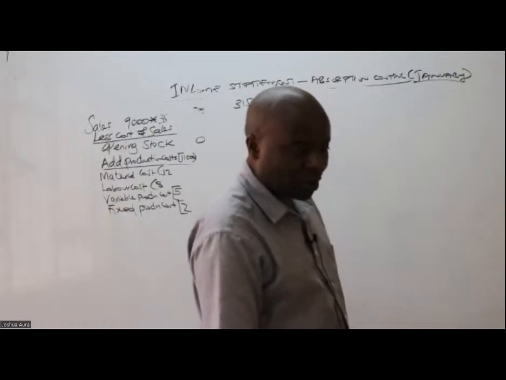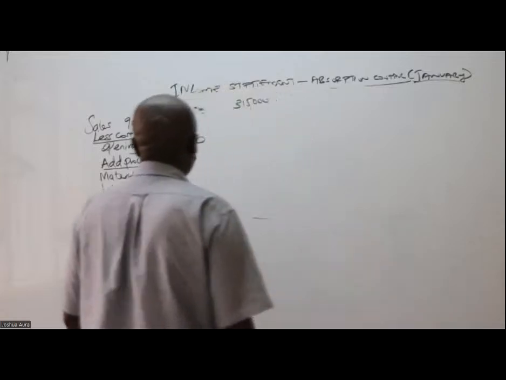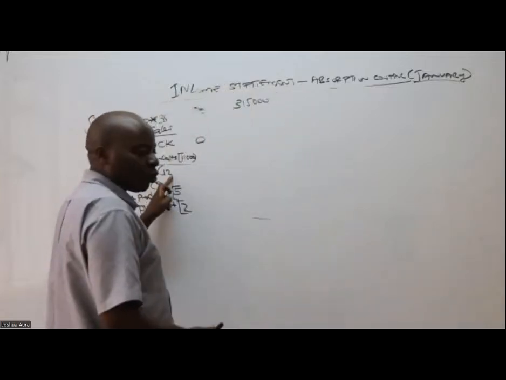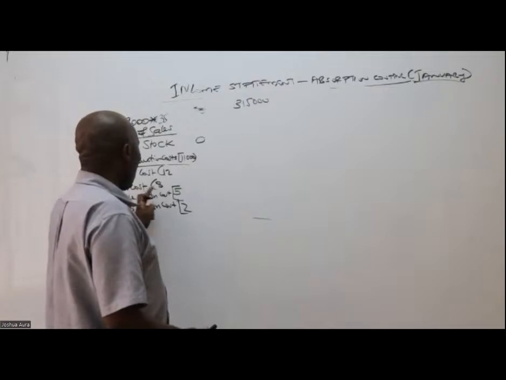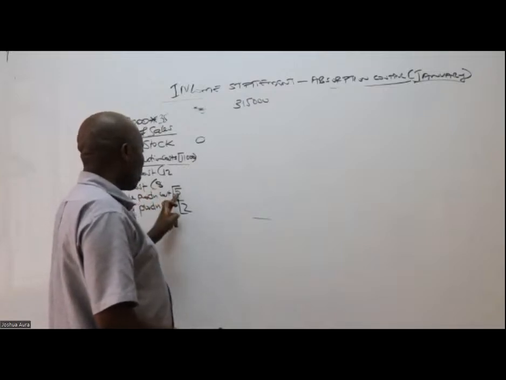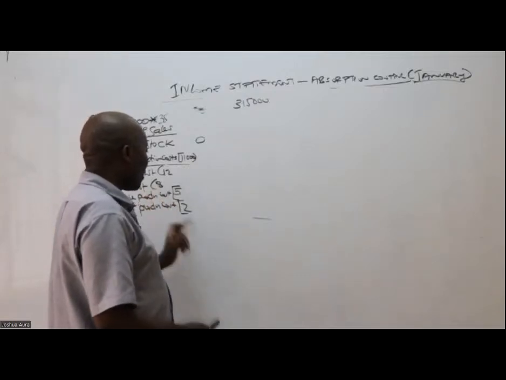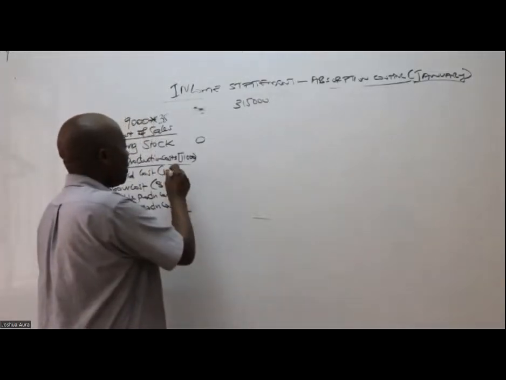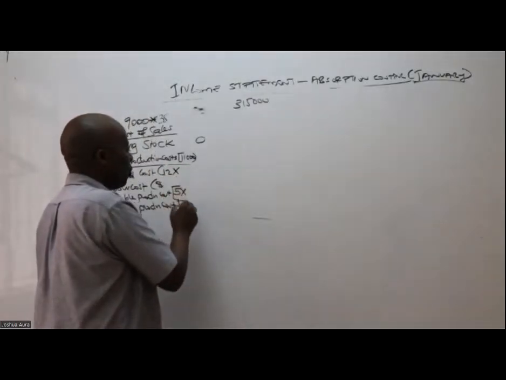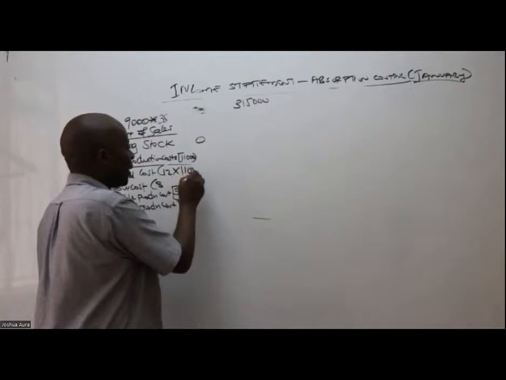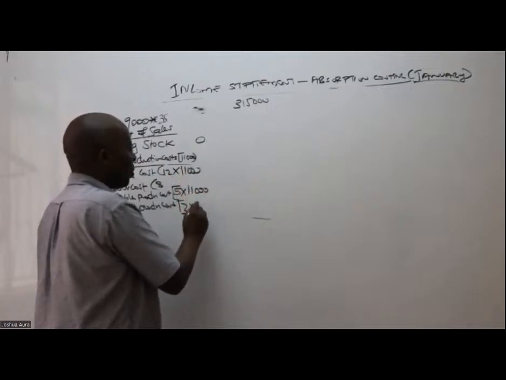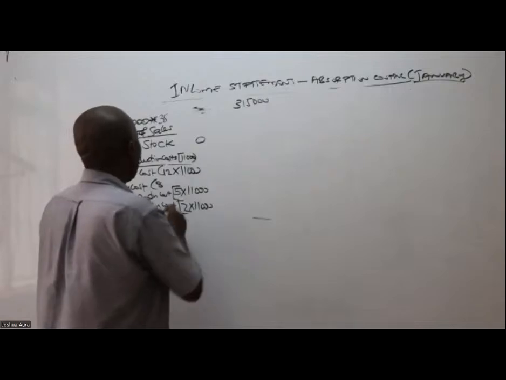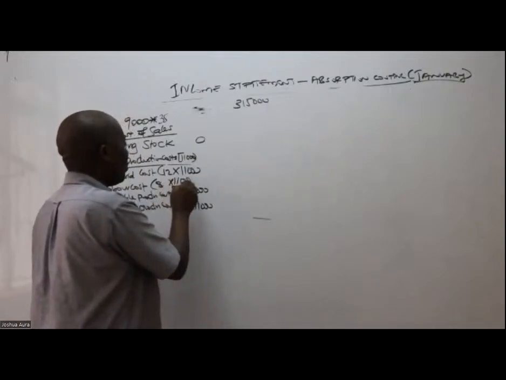Okay, so we continue, ladies and gentlemen. In this case here, we had the material cost of 12, labor cost of 8, variable production of 5, fixed production cost per unit is 2. Please come and multiply these with the number of units you produced in the period. And you did produce 11,000.